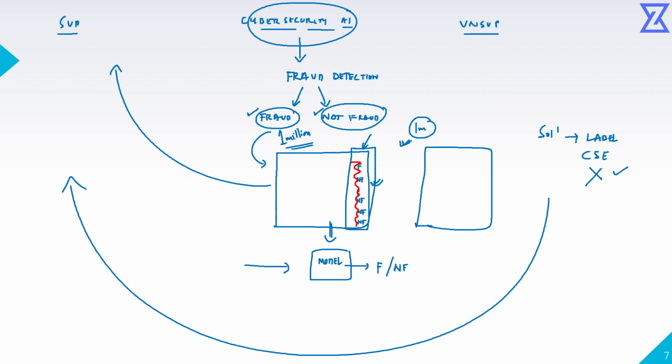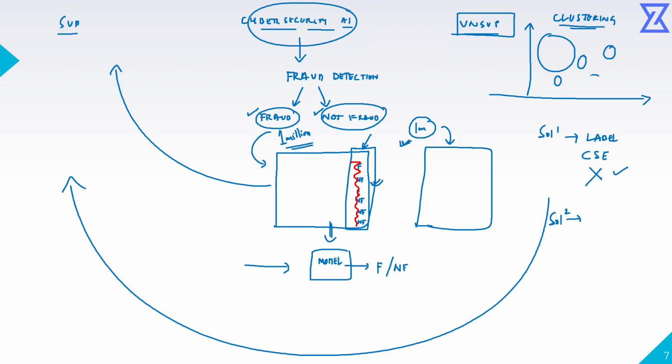Now, if he's not able to do it, what can be another solution? Solution 2 is taking the route of unsupervised technique. You have transactions, but you don't know which one is fraud and which one is not fraud. So what you will do is create some clustering techniques to see how many clusters we are able to get out of this data. Let's say your clustering algorithm gives you some 4 to 5 clusters or 6 to 7 clusters.